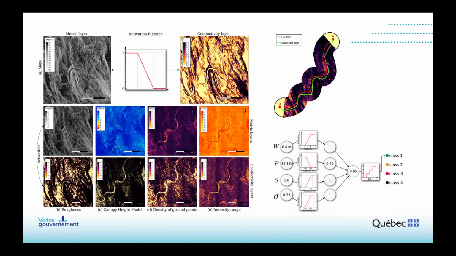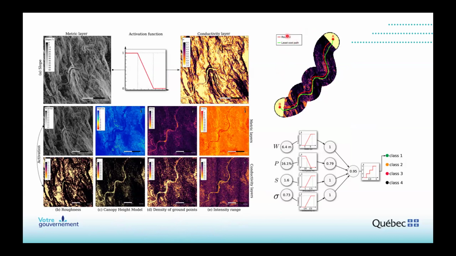So, like I said, it extracts different metrics such as roughness, canopy height model, density ground plot, and intensity range. By combining different thresholds of these different metrics, it can produce a conductivity layer, as you can see over here. And then once you have that layer, the algorithm tries to find the least path cost.